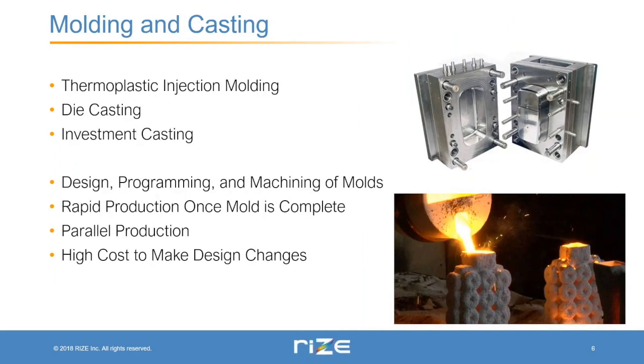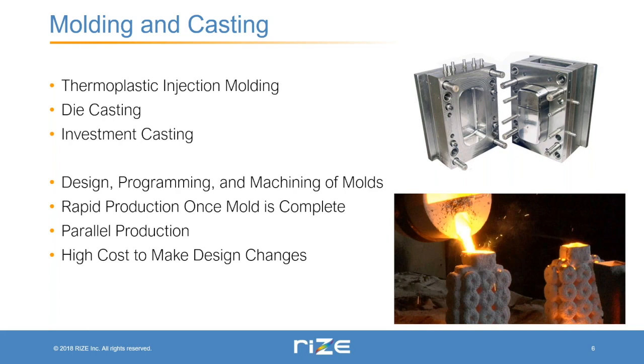So now we'll move on to another type of manufacturing. This is molding and casting, which includes a variety of different technologies. I have a few major ones here. Those are thermoplastic injection molding, die casting, which is similar but done with molten metal rather than thermoplastic, and also investment casting, which is sort of a combination of a few different molding technologies.